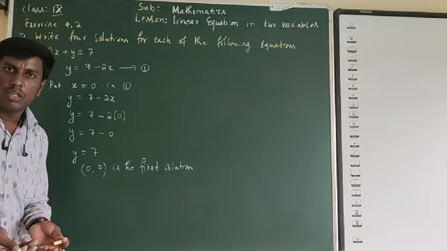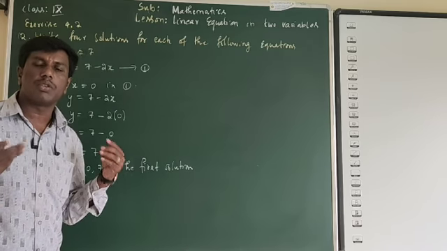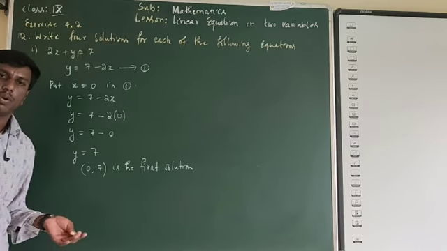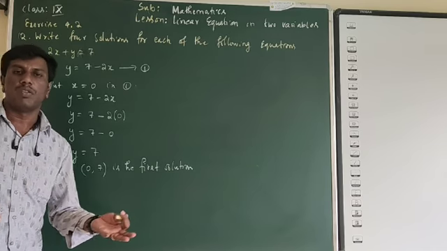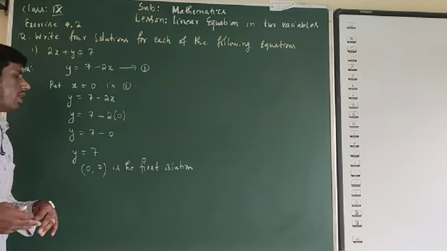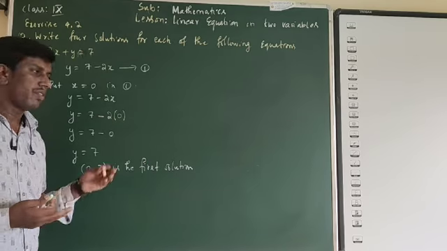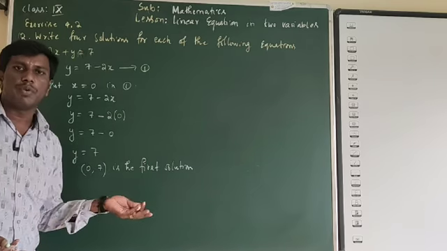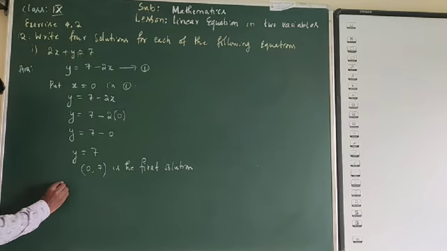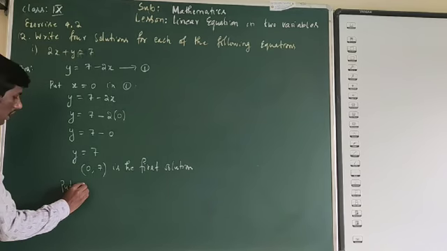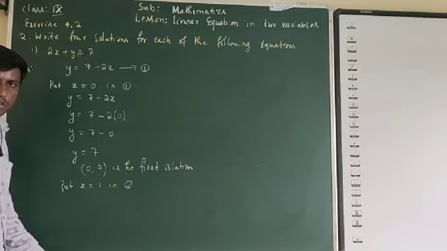To find out the next solution, I can give x is equal to 1, x is equal to 2, x is equal to 100, x is equal to 1000, whatever the value I want to give, I can give it. But for simplification, I'm giving small values, right? If I give x is equal to 1000 in this question, it will take time to simplify this, right? So for simplification, I will put x is equal to 1 in the equation 1. That's it, right?